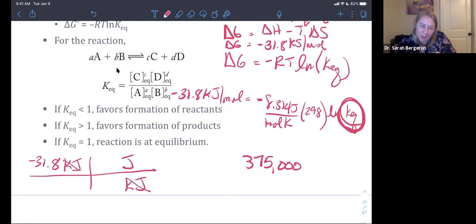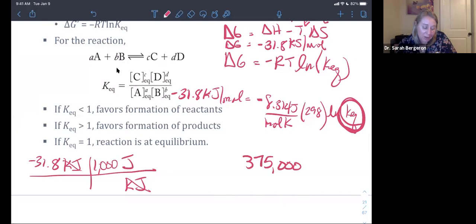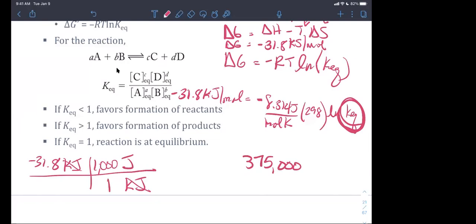That's what you have to know. Kilo means 1,000. So there are 1,000 joules in 1 kilojoule. Okay. So it's all about those metric prefixes. Okay, thank you. Yeah.